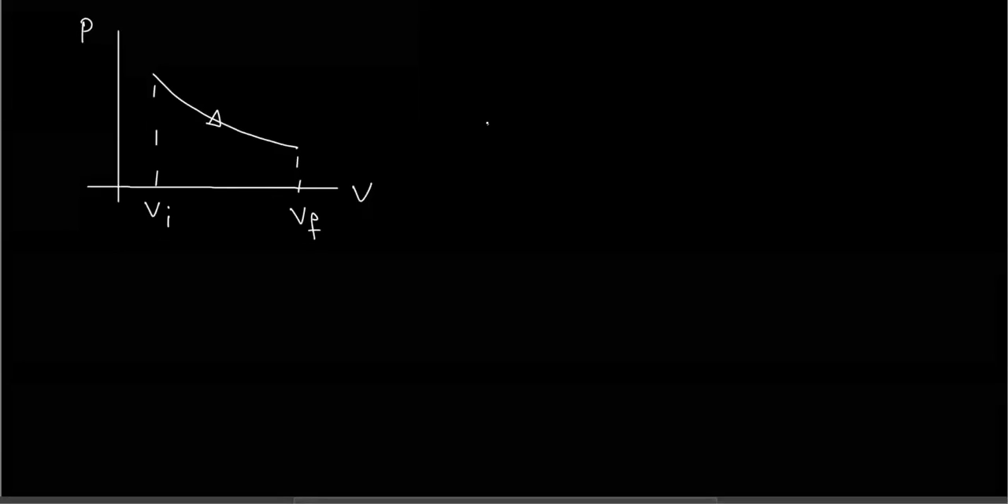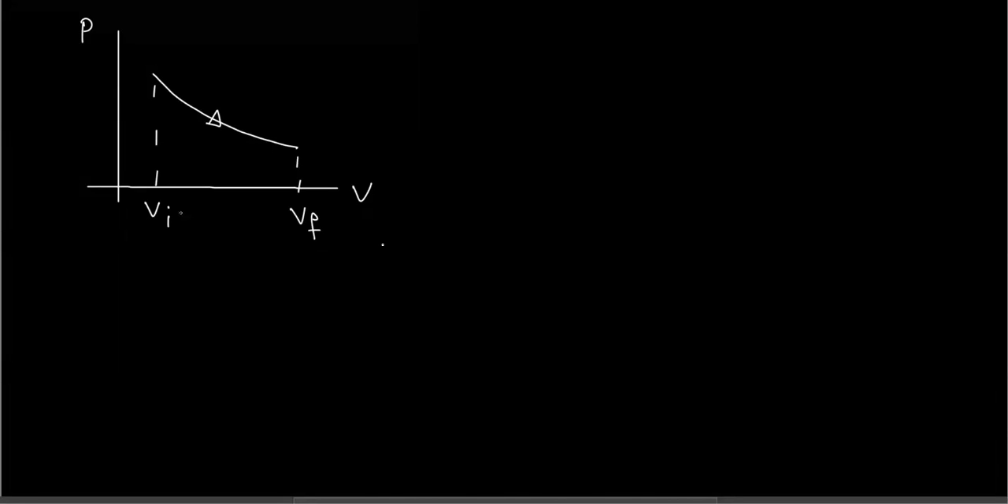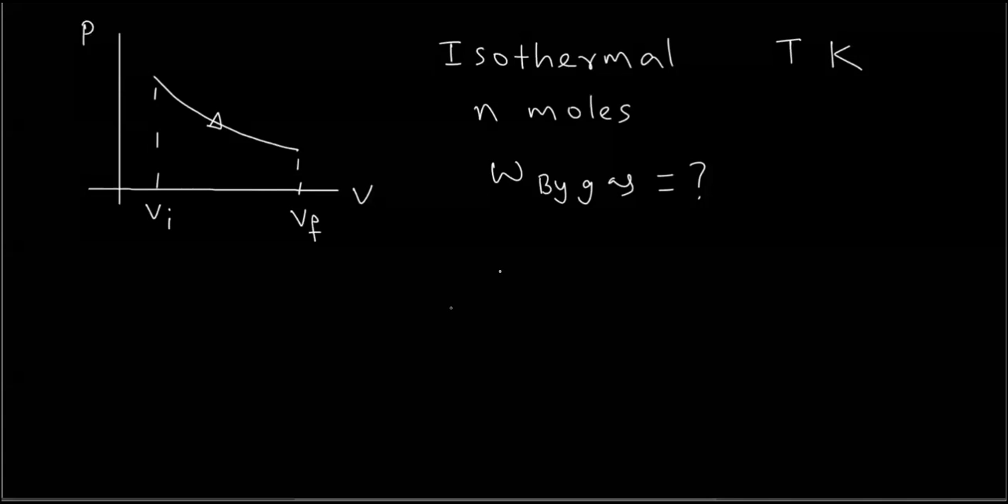Okay, so here, a gas is expanded from initial volume to final volume. The expansion is isothermal. Let's assume there are n moles of gas and the temperature that is constant is T Kelvin. Can you find the work done by gas? So I'll repeat the question here. You have n moles of an ideal gas. It is expanded from initial volume to final volume. The expansion is isothermal. The temperature is constant at T Kelvin. You might know the result, but if you don't, try to derive it and then give me the answer. What is the work done by gas in this case?